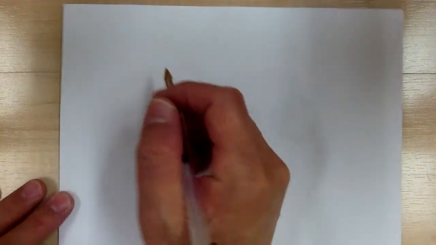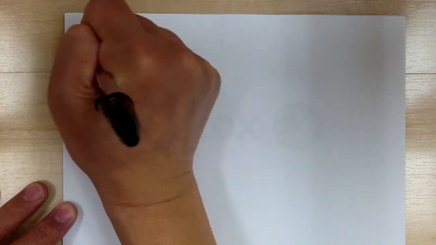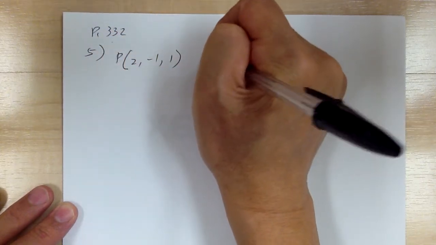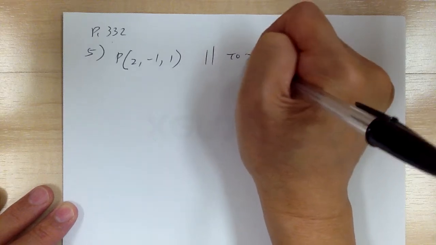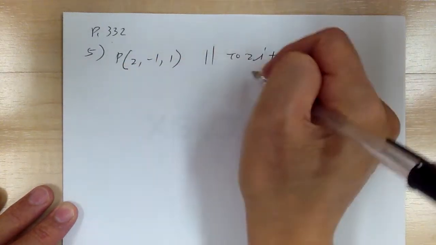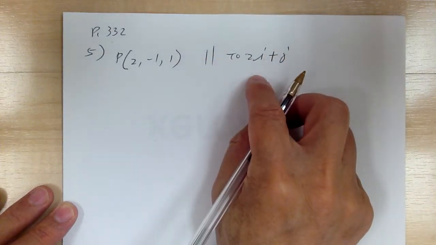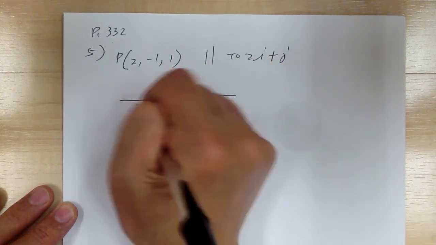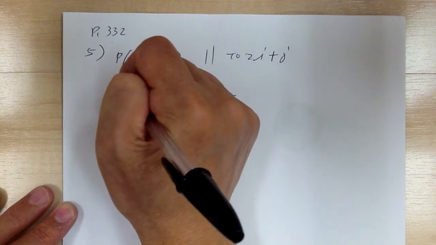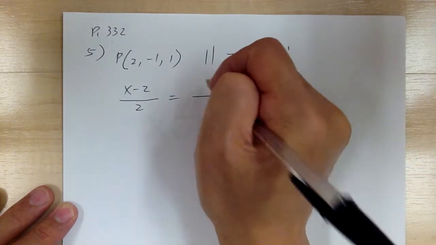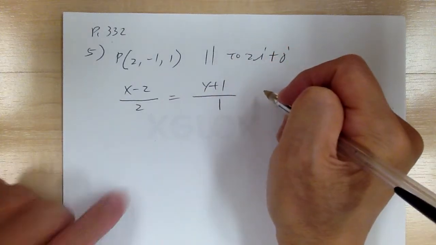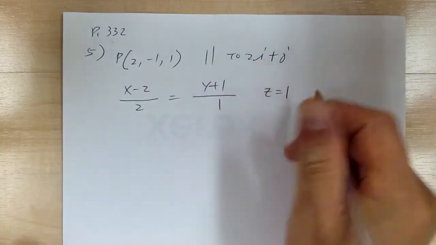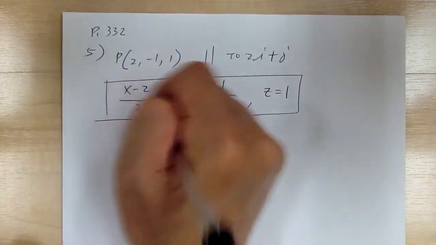Okay, let's go to number 5. The point is at (2, -1, 1), and it's parallel to 2i + j. In this case, you only have 2 and 1, right? So you're going to get x minus 2 over 2 and y plus 1 over 1. And because there's no k, it means z is constant, so you get z equal to 1. This is going to be separate. And so that would be your equation.